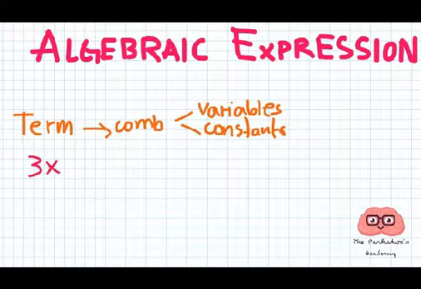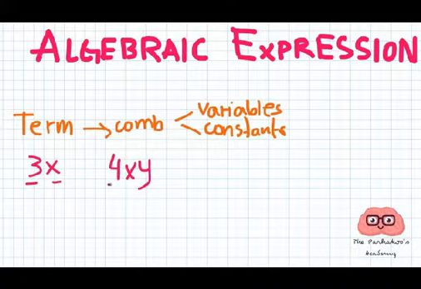3x is a term having one constant and a variable. 4xy is a term with 4 as a constant and xy as variables. Then let's consider 3. 3 is a constant with no variables, so it's also a term. So this is a term, this is also a term, this is also a term.